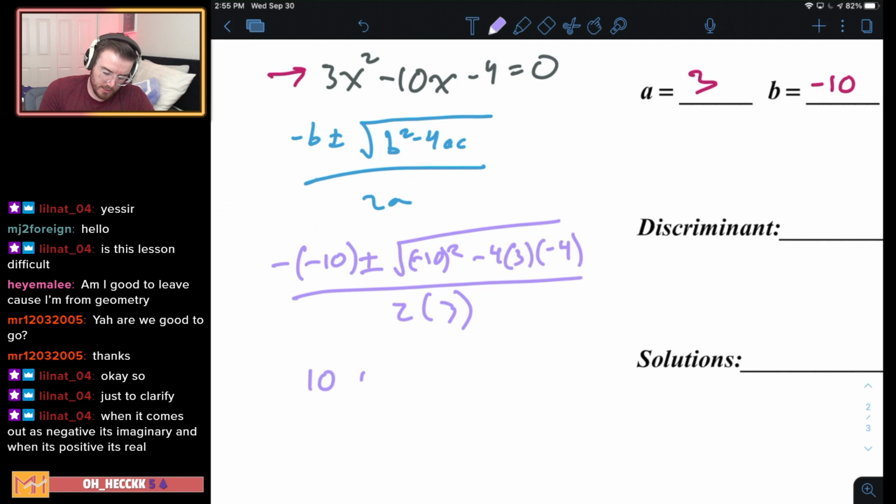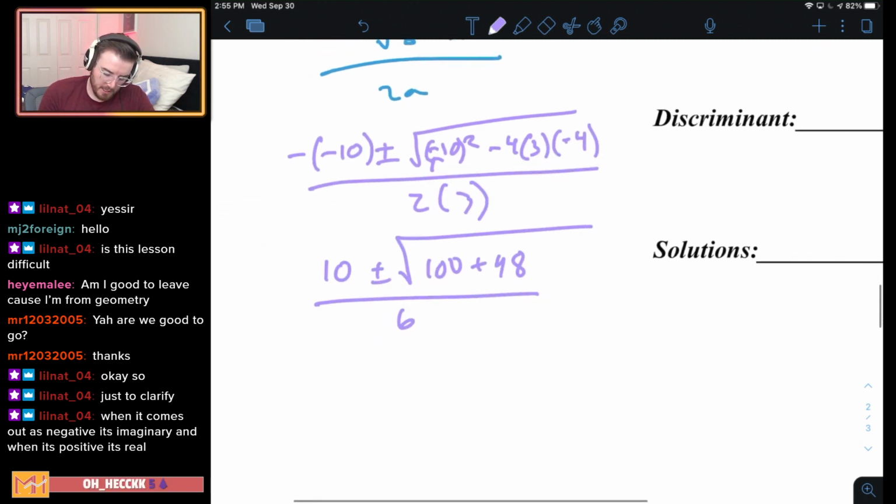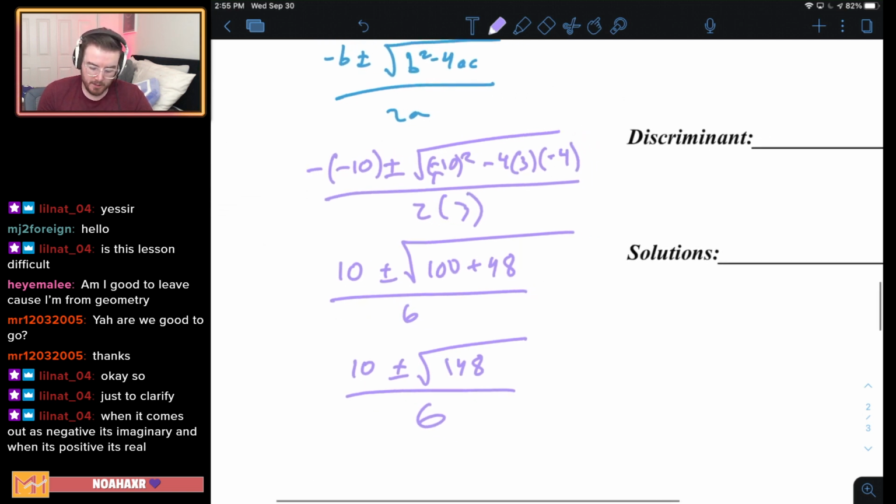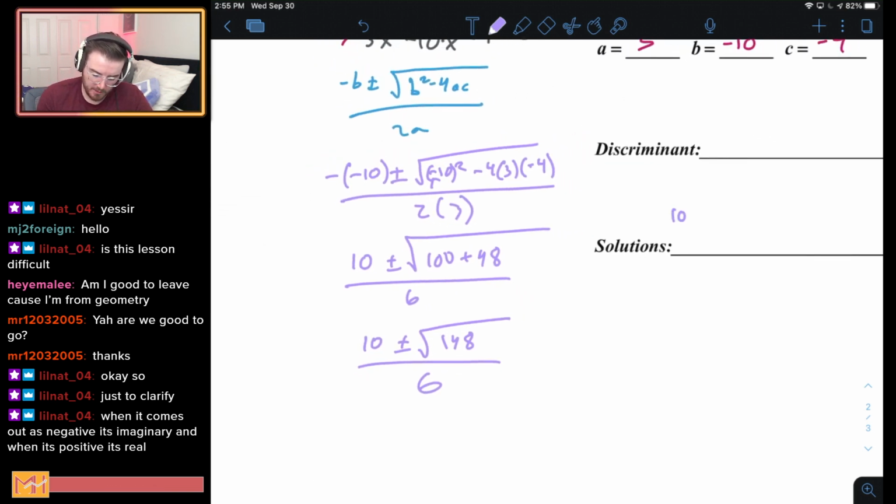So those two negatives are going to cancel. And then when you square the negative, that negative is going to cancel. And then these negatives are going to cancel. So we got plus 4 times 3 is 12. 12 times 4 is 48. All over 2 times 3 is 6. So I have 10 plus or minus the square root of 148 all over 6. And boom, there's my two solutions.